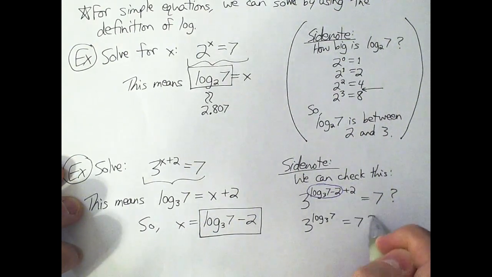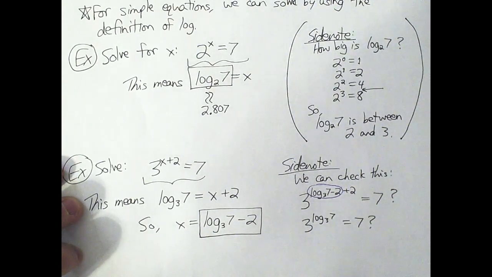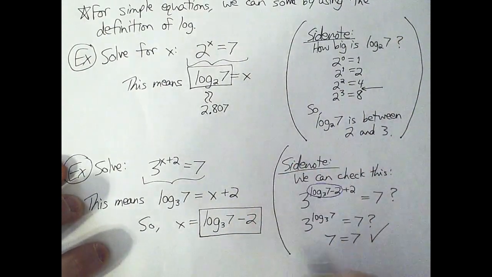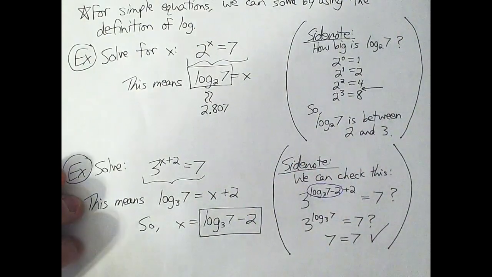Does that equal 7? And yes, that does equal 7, because remember we had that property of logarithms that says 3 to the log base 3 are going to cancel each other out, leave us with just 7. So yes, we just checked our answer and found that it does work.